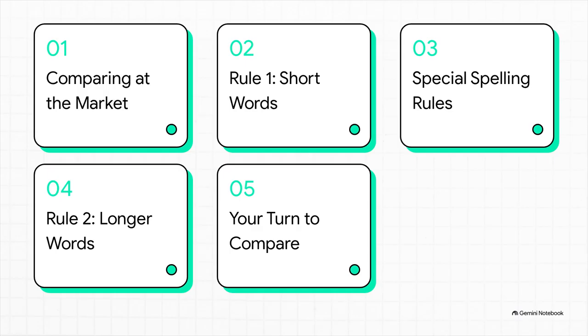Here is our step-by-step roadmap for today. 1. Comparing at the market. 2. Rule 1, short words. 3. Special spelling rules. 4. Rule 2, longer words. And 5. Your turn to compare.